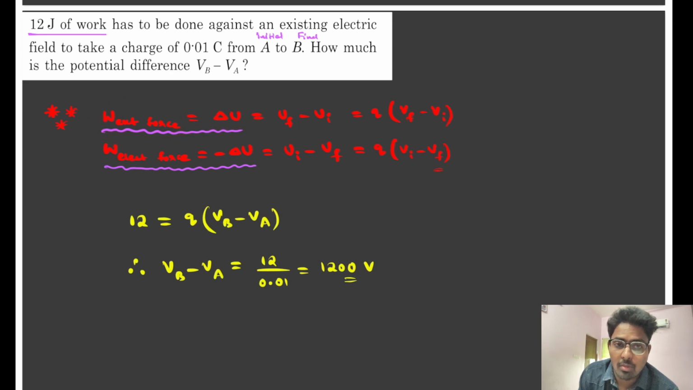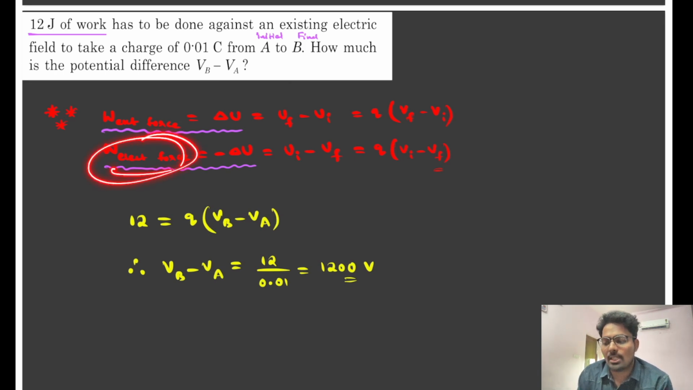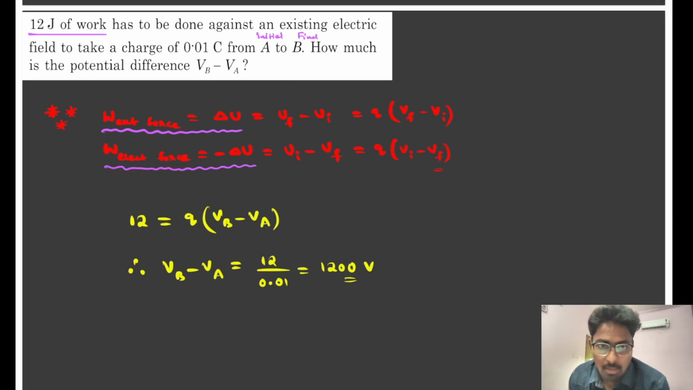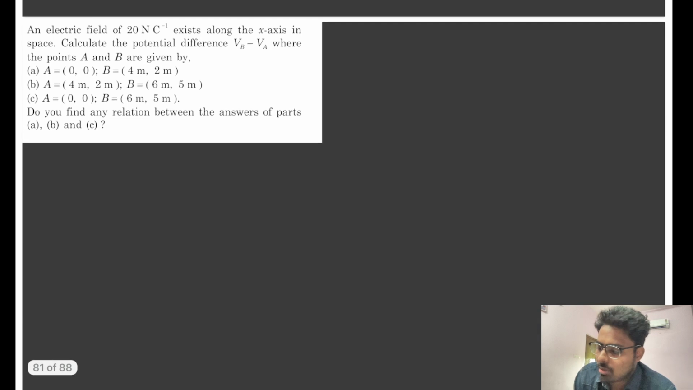The concept is based on what? Work done by external force and work done by the electric force. This is basically work done by a conservative force, which you would have already learned in Newton's laws, in the mechanics part. Work done by a conservative force is nothing but minus the change in potential energy, like work done by gravity. So work done by the external force is given as the change in potential energy. Fine, so that is also clear.